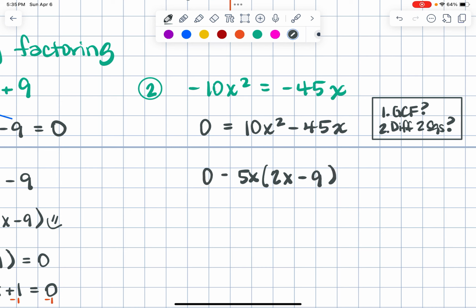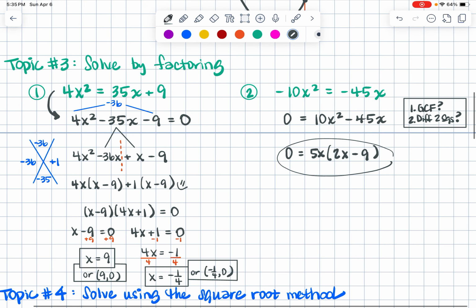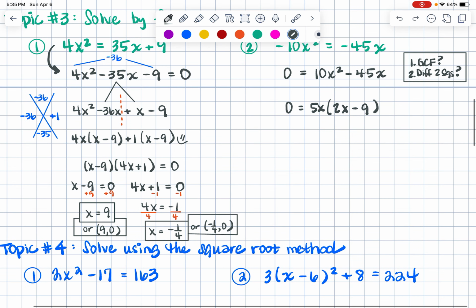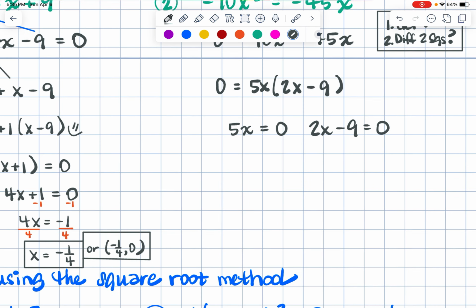And then I'm going to bring down my equal sign. And the cool thing is we're done factoring. So right now we're at that step already, right? So once we're factored, we take each factor. Remember, 5x is one of our factors because he's a GCF. We set him equal to 0, and we set 2x minus 9 equal to 0.